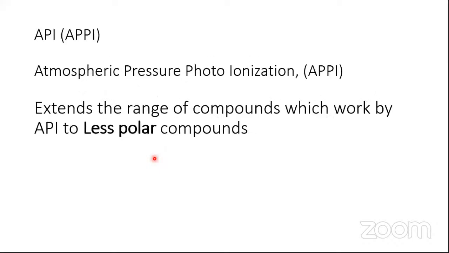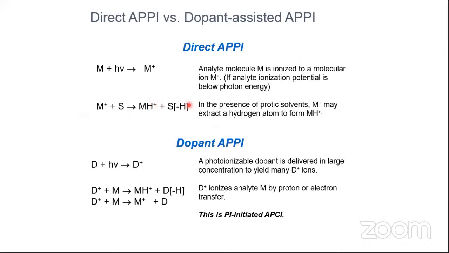APPI is atmospheric pressure photoionization, which is used for very less polar compounds, to the extent of non-polar compounds. It is a different technique where we are bombarding photons onto the molecule, and because of the photons, some molecules may get ionized. There are two versions: one is called direct APPI, the other is called dopant APPI. So M, when bombarded with ultraviolet radiation, may directly get ionized. Or if the solvent used for this molecule is a protonic solvent, then it may give you MH+.